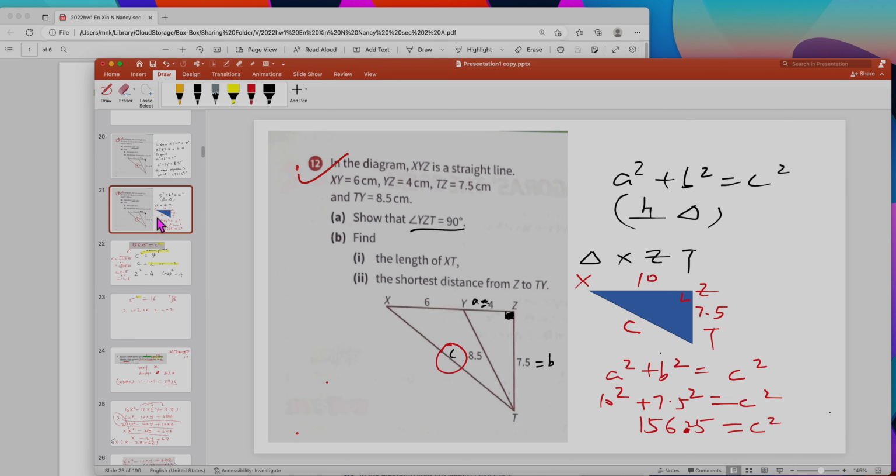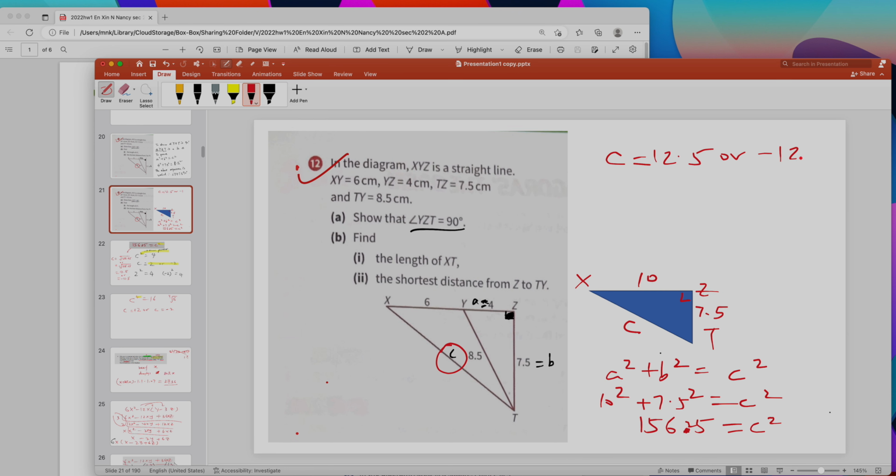But what if we come back to this question? I'm going to erase all this, we don't need this. You can see, right? So the C is equal to 12.5 or negative 12.5, right? In this case, this C is which one? Is XT, right? So XT is length, right? Therefore you need to reject the negative 12.5 because a line cannot be negative.